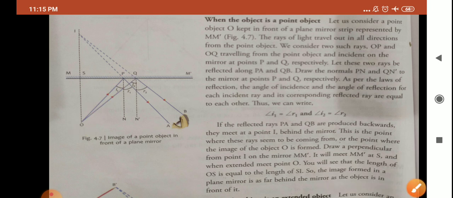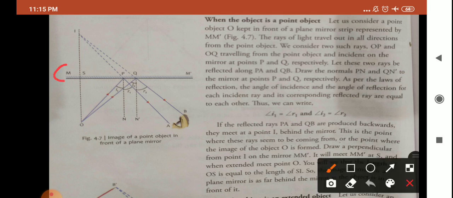Okay, for making a ray diagram, children, this is called a ray diagram. For making a ray diagram, let us take only two rays. Otherwise, many rays are going to come from that object. You can see here that let us consider a point object O in front of the plane mirror strip. What is the name of this mirror?